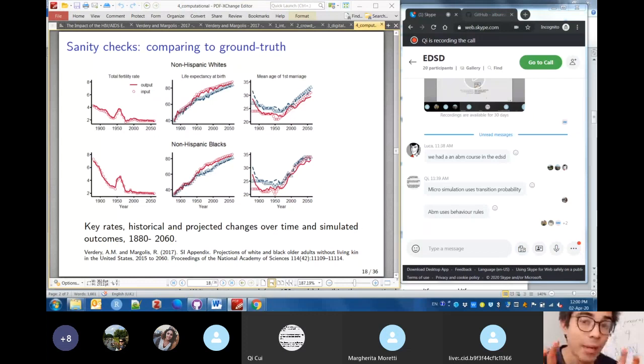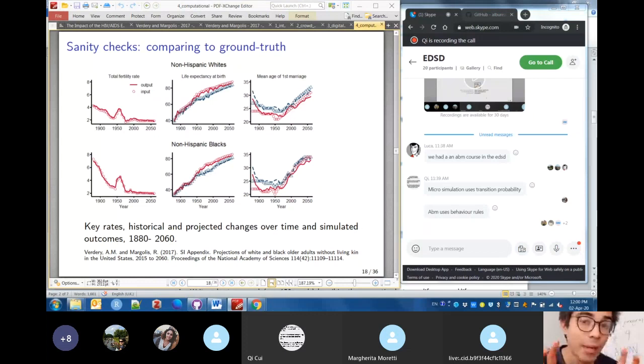I hope that was clear. We can also come back to that if it's not. But what you see here in the image is the red line is the output, and the circles are inputs for different measures, right? And they match. In some cases they don't match, but it's quite close. So that's encouraging.